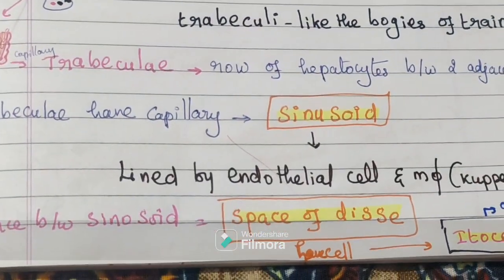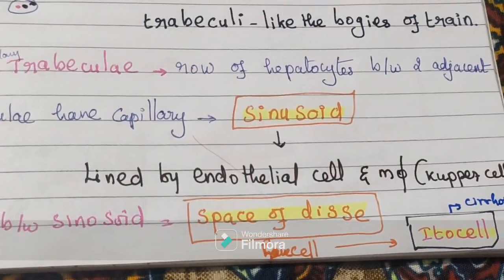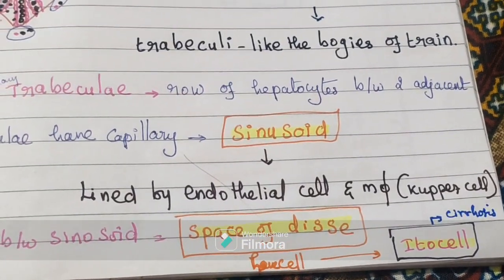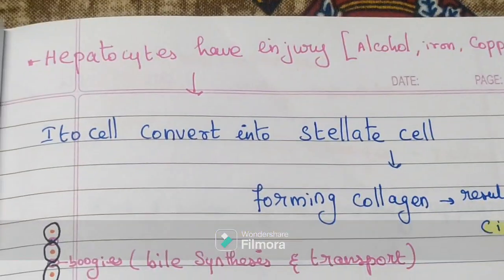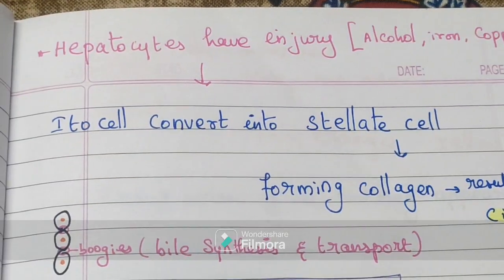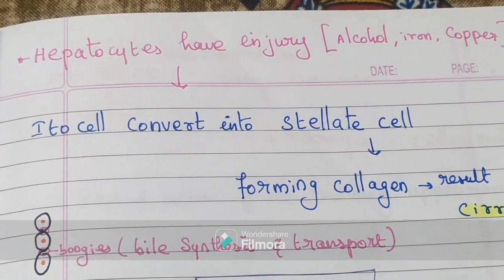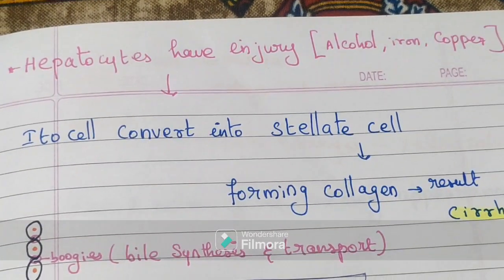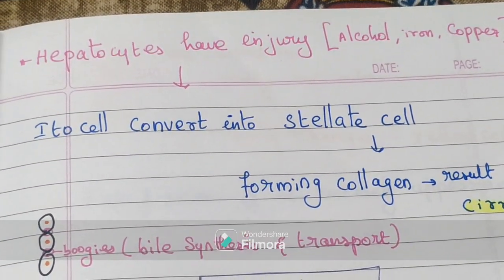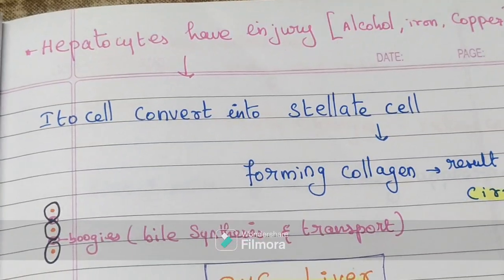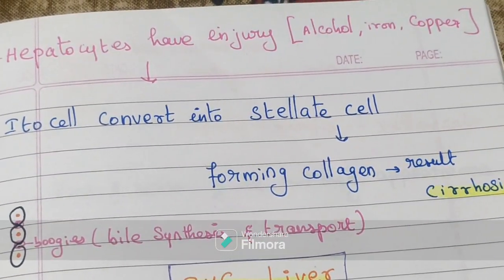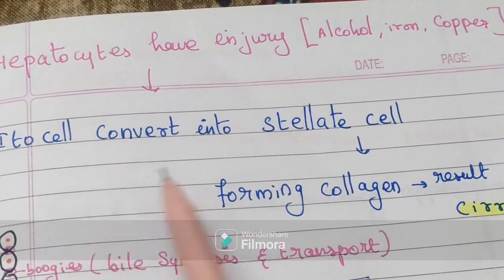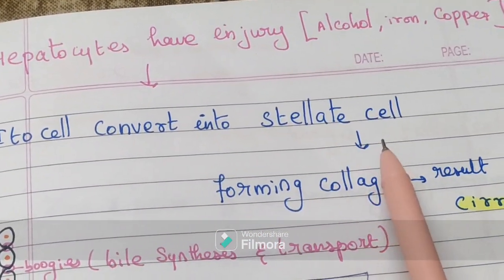That space is called the space of Disse. It has a special type of cell, called the Ito cell. Why does congestion of the liver happen? If hepatocytes have injury due to any reason, due to alcohol, iron, copper, any reason, that Ito cell is converted into a stellate cell.